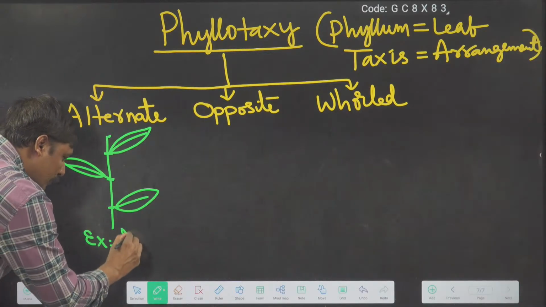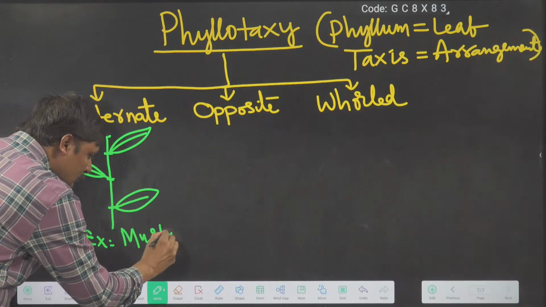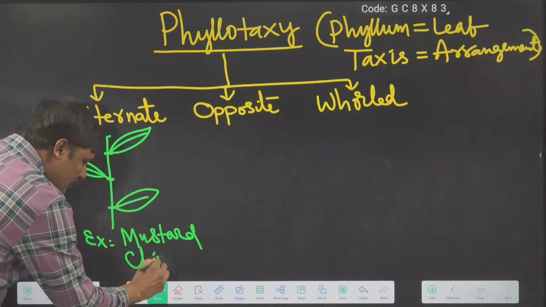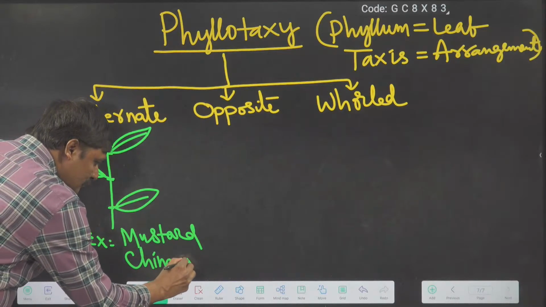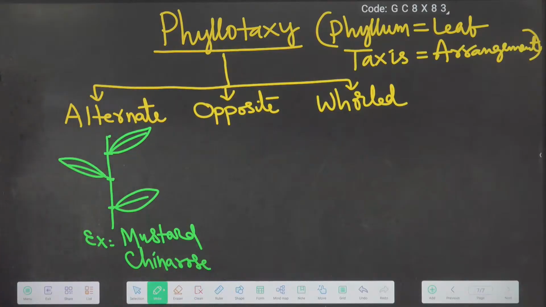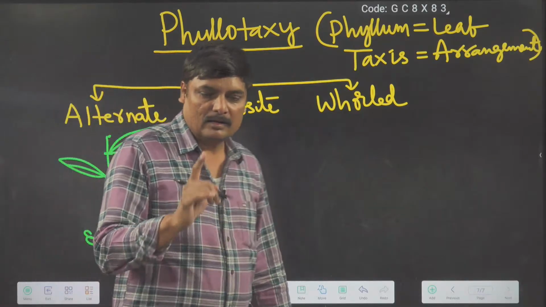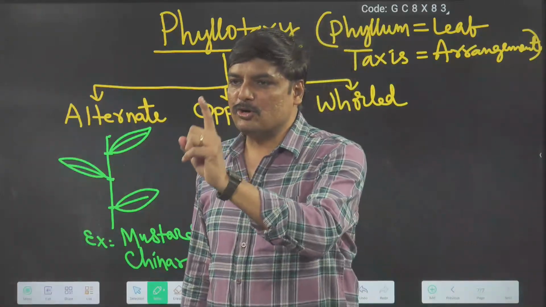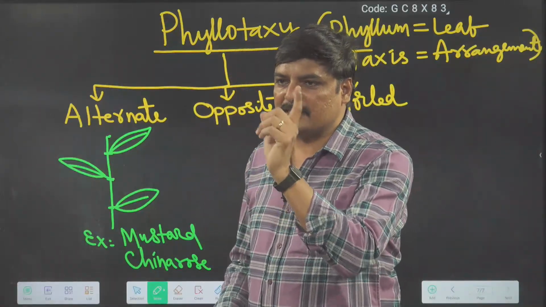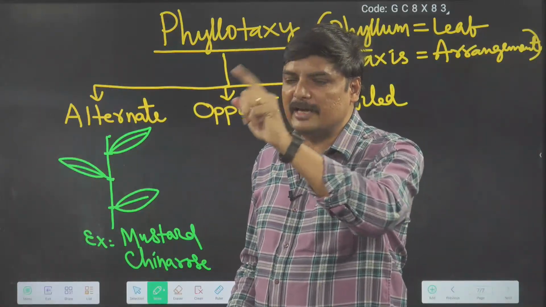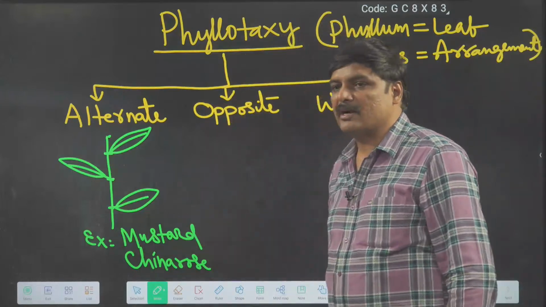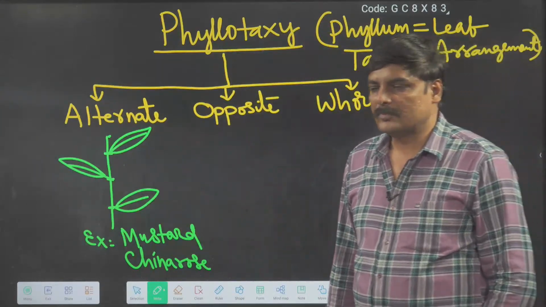Examples: mustard, China rose, etc. One node, one leaf. At each node, one leaf arises, like that alternately present. Then it is called alternate phyllotaxy. This is commonly seen in plants like mustard and China rose.